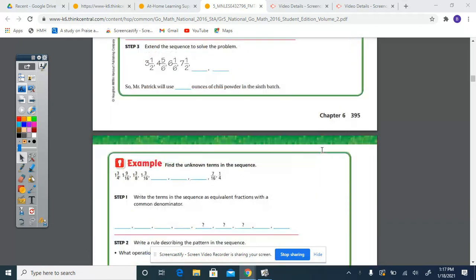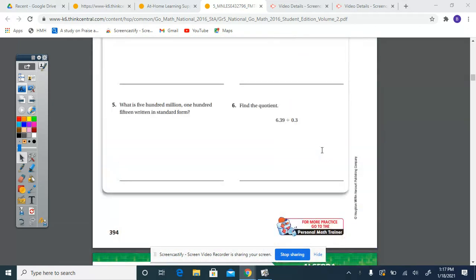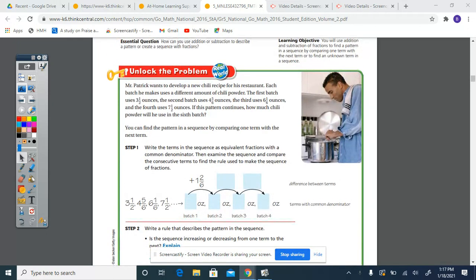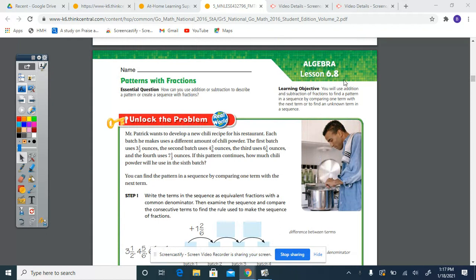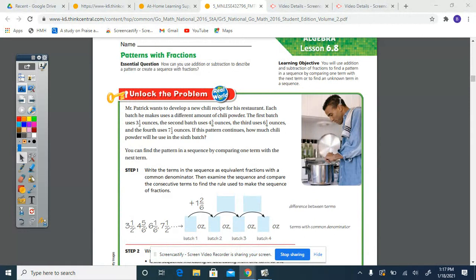If you look back on page, let's see, right here. This is 6.8, patterns with fractions, page 395. That's where they start talking about it.